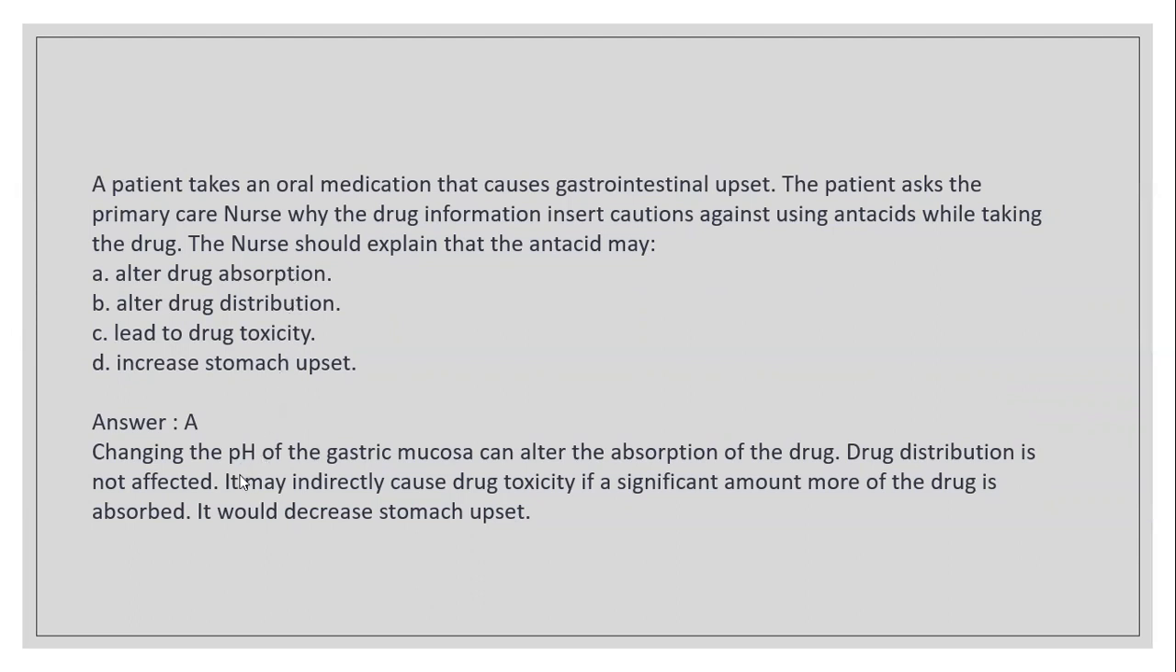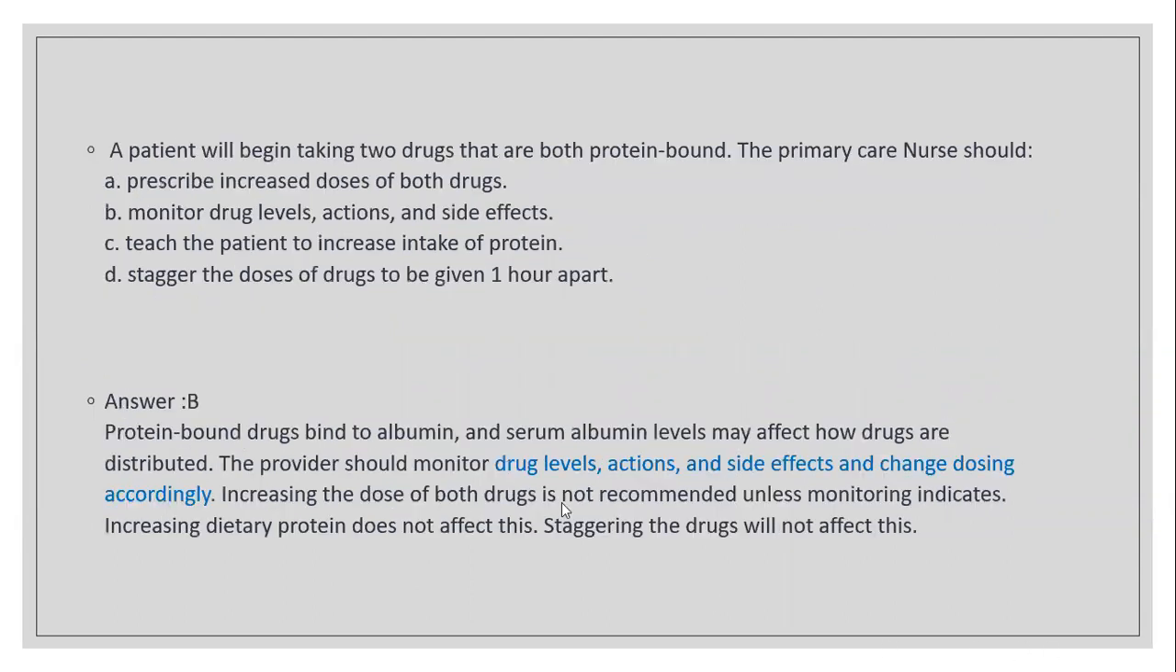The explanation: changing the pH of the gastric mucosa can alter the absorption of the drug. Drug distribution is not affected. It may indirectly cause drug toxicity if a significantly larger amount of the drug is absorbed. It would decrease the stomach upset. Next question.